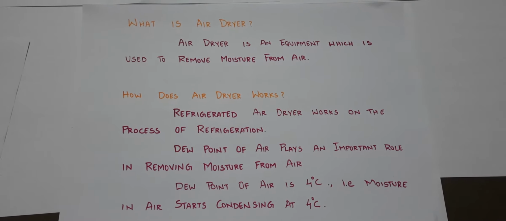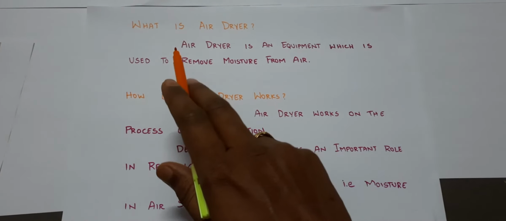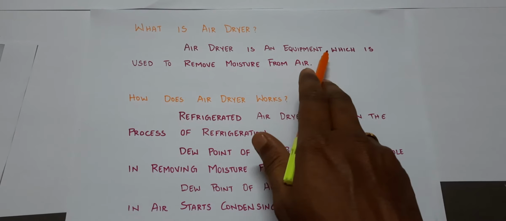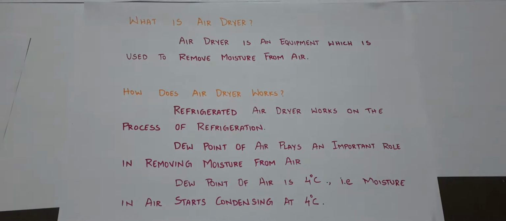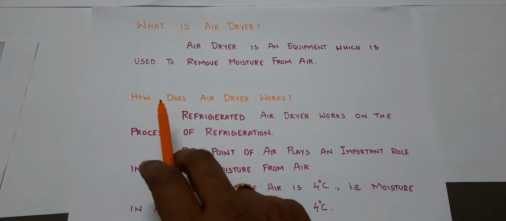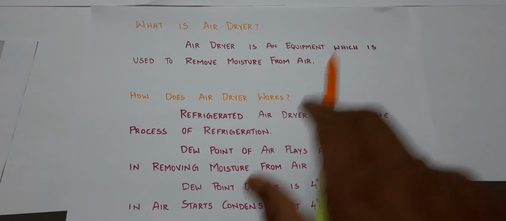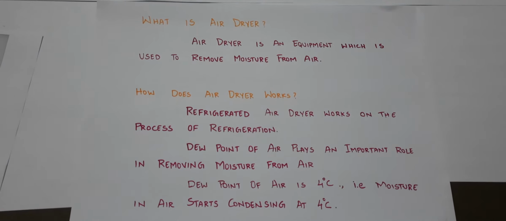What is an air dryer? An air dryer is equipment which is used to remove moisture from air. How does an air dryer work? This is very interesting.